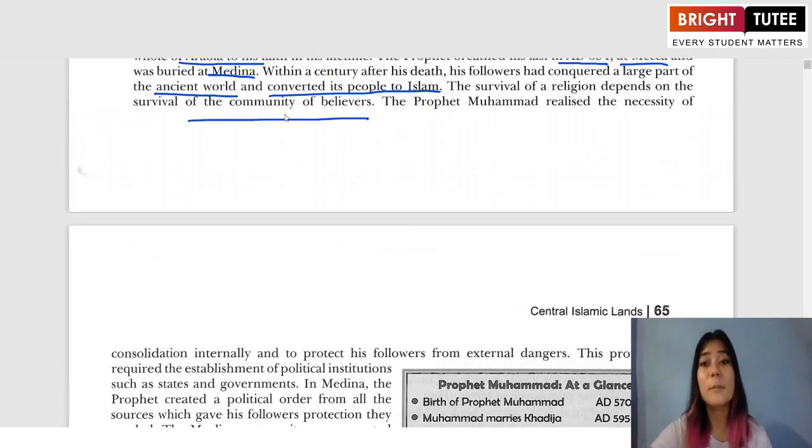Okay, so in order for the survival of the religion, Prophet Muhammad realized that it was necessary to consolidate the followers. It was necessary to unite and bring together all the Muslims so that the religion survives, so that Islam continues to survive, and so that it cannot be just wiped away with the invasion of the enemies, with the attack of the enemies.